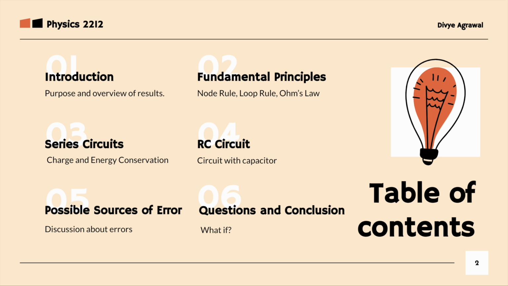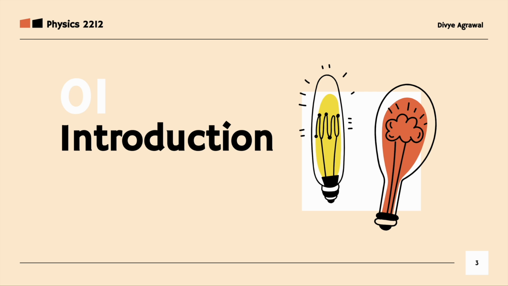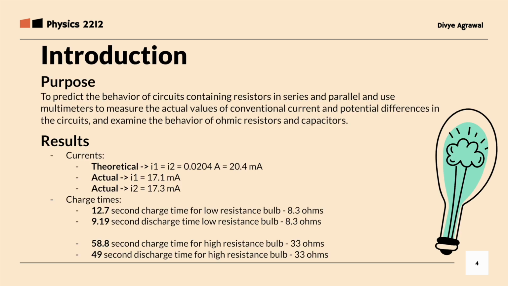Here's a brief overview of what we'll be going over in this lab. Here's an introduction. The purpose of this lab was to predict the behavior of circuits containing resistors in series and parallel, and use multimeters to measure the actual values of conventional current and potential differences in the circuits, and examine the behavior of ohmic resistors and capacitors. Here's a brief overview of our results.